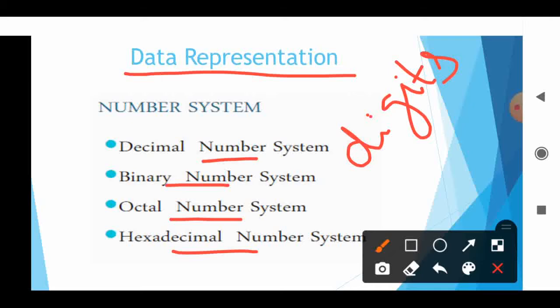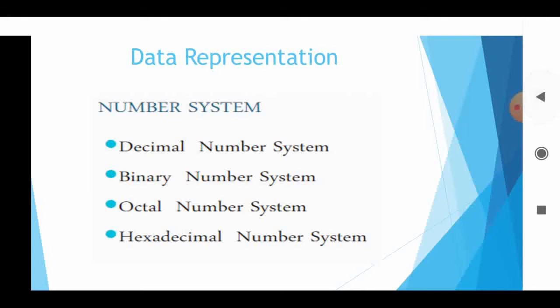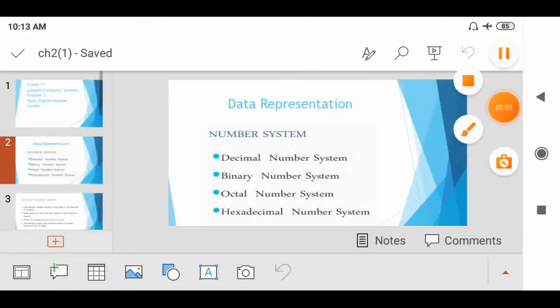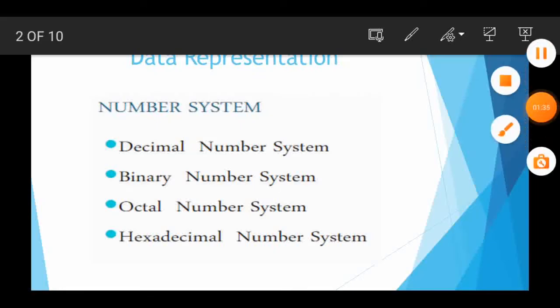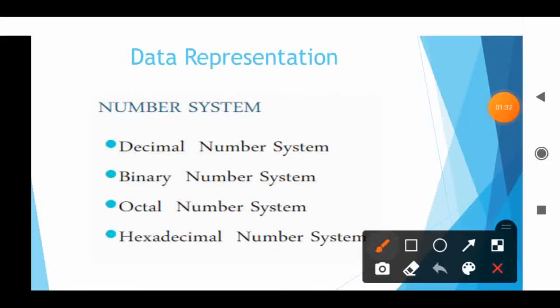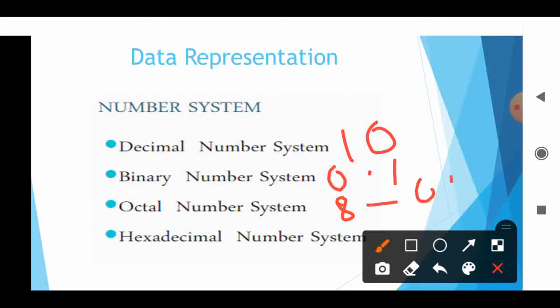Decimal number system means it is a 10 value, base 10. Binary numbers use only 0 and 1. Octal is base 8, which means it takes the range of values 0 to 7. Hexadecimal has the base value 16. We will learn the number systems one by one.